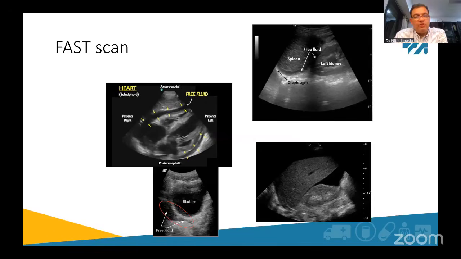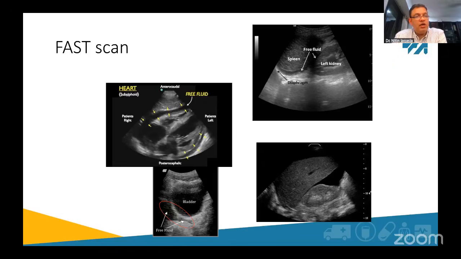A slide which all of you would already have seen is a positive FAST scan. As you can see, there's tamponade around the heart, or rather a pericardial effusion causing the tamponade. You've got free fluid around the spleen, around the liver, and you've got some black stuff outside the bladder. So these are the 4 views that you need to do.